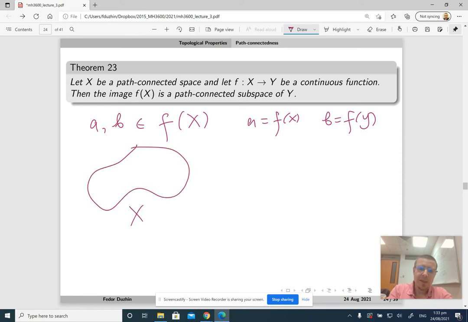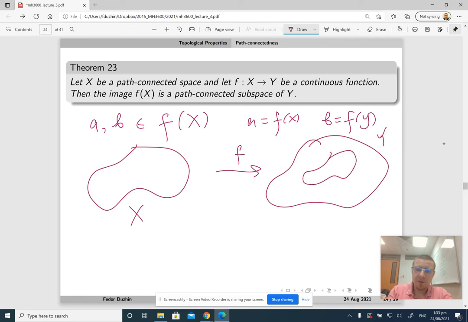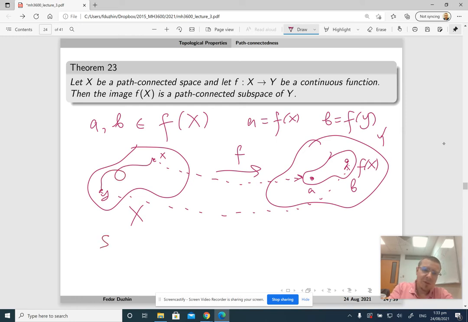Let me draw it. Suppose that this is my X, f goes to Y, and this is the image f of X, and there is a point a here, a point b here. These 2 points a and b come from some points x and y, so this x is mapped to a and this y is mapped to b. But there exists a path from x to y. So there is some path from x to y. This path is a function from [0,1] to X.